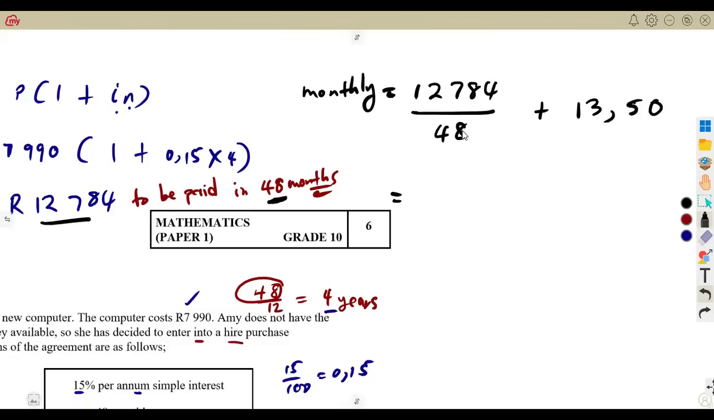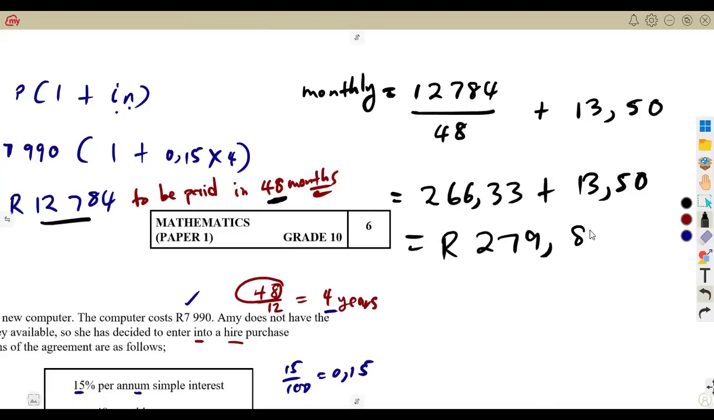So you are supposed to pay, it was supposed to be 266.33. Then we add that monthly processing fee. So together combined, that will be an amount of 279.83 Rand. That is the total that is to be paid monthly, in each and every month. Just like that.